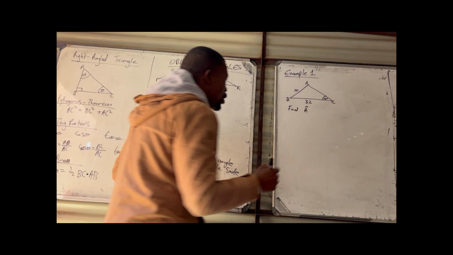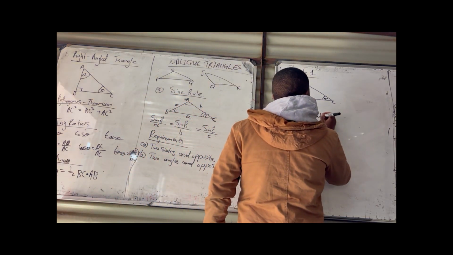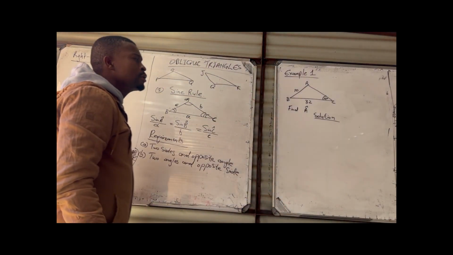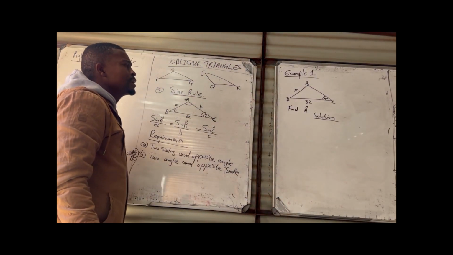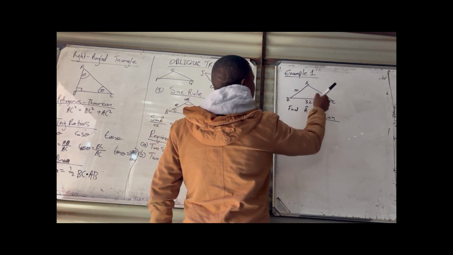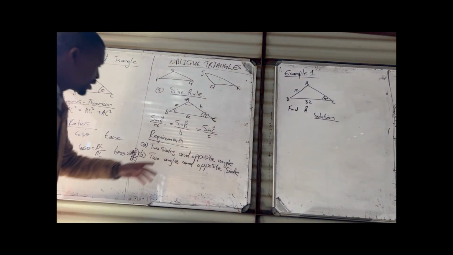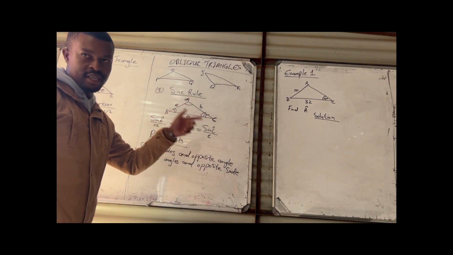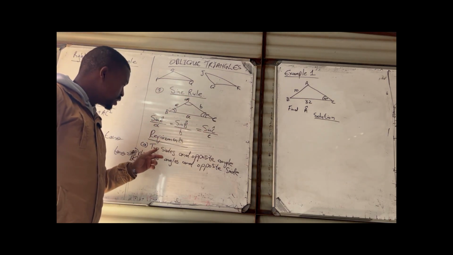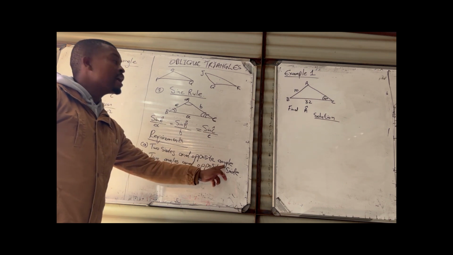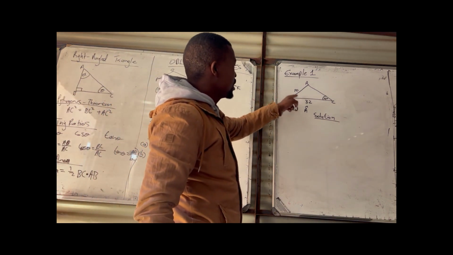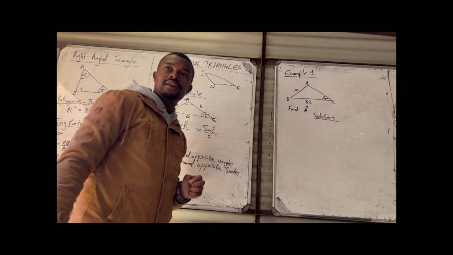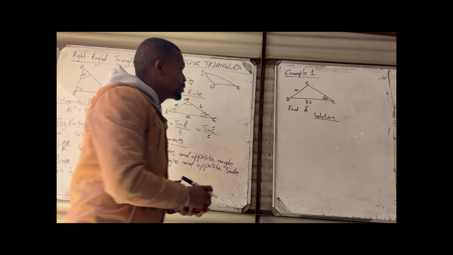So for our solution, we use the sine rule. One requirement for the sine rule is that we have two sides and an opposite angle. Here we've got two sides, and then an angle that is opposite to one of those sides.